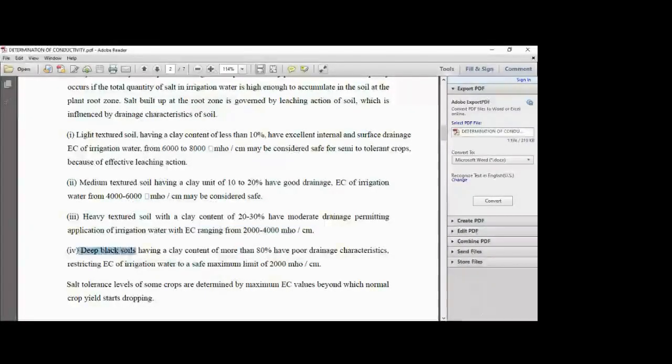So if I have a deep black soil with a clay content of more than 80%, what will I have to do? I'll have to use irrigation water whose electrical conductivity is at most 2,000 micromoles per centimeter. That is the maximum limit that we have for this particular purpose, right? So I'm hoping that you have understood this.